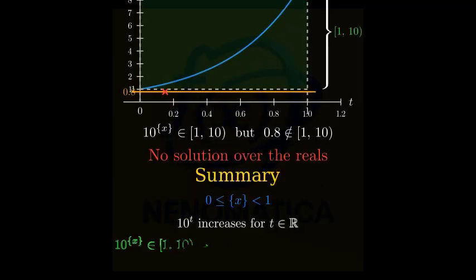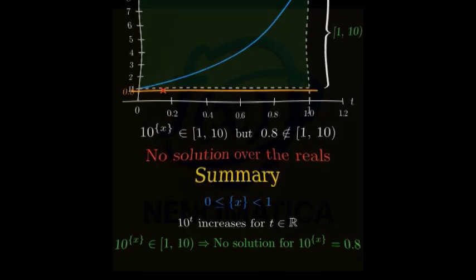To summarize, the fractional part of x lies from 0 to 1. Because 10 to the power t is increasing when the base is greater than 1, the value of 10 to the power of the fractional part must be between 1 and 10. Since 0.8 is less than 1, the equation has no solution.